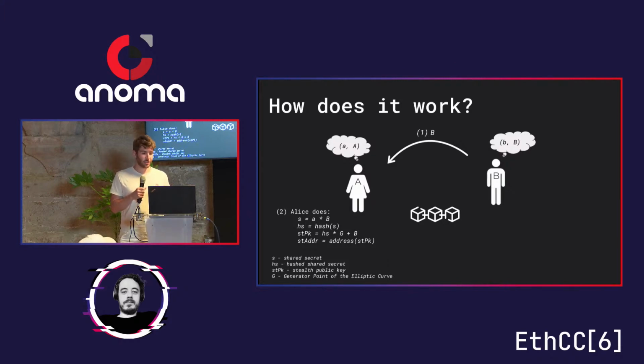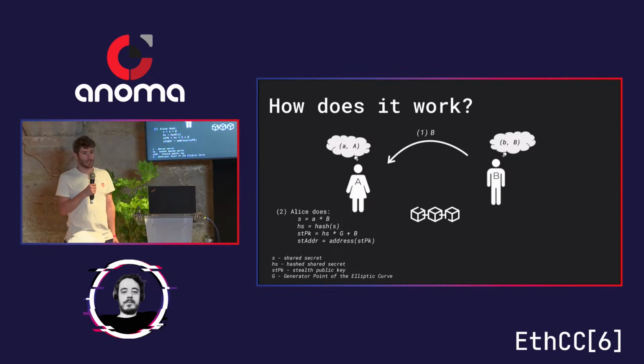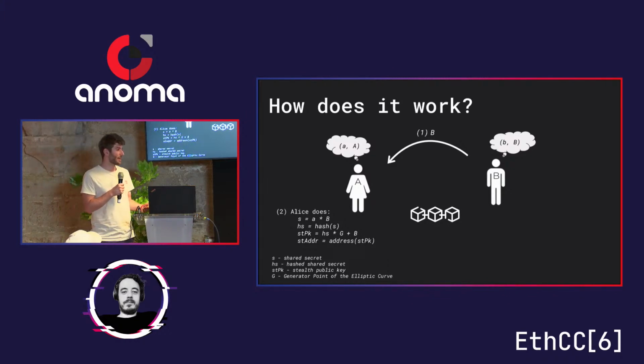Then she hashes the shared secret, and from that hash, she derives again an elliptic curve point. She does so by multiplying the hash shared secret, which you can see in the third row, with the generator point of the elliptic curve, and then she adds Bob's public key again to it. What she gets when she multiplies the hash shared secret with the generator point is an elliptic curve point, and then she can just do an elliptic curve addition and add Bob's public key to it.